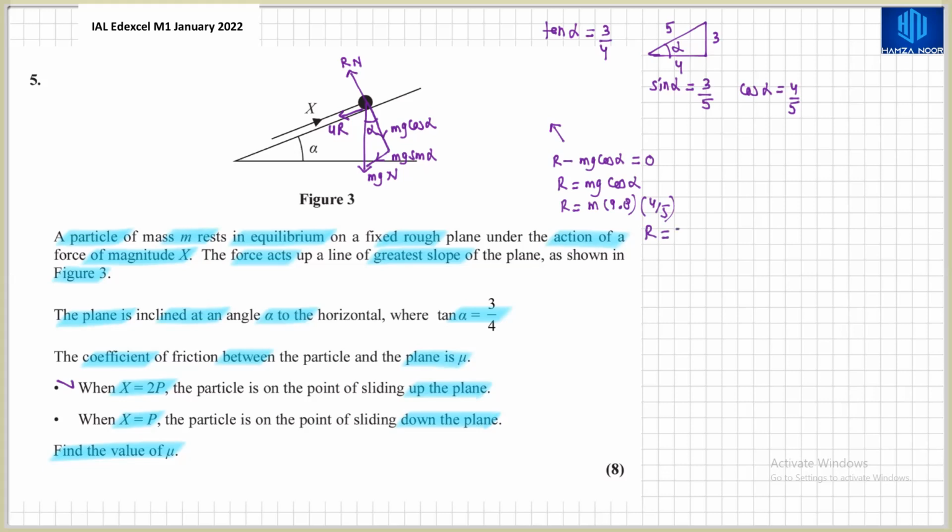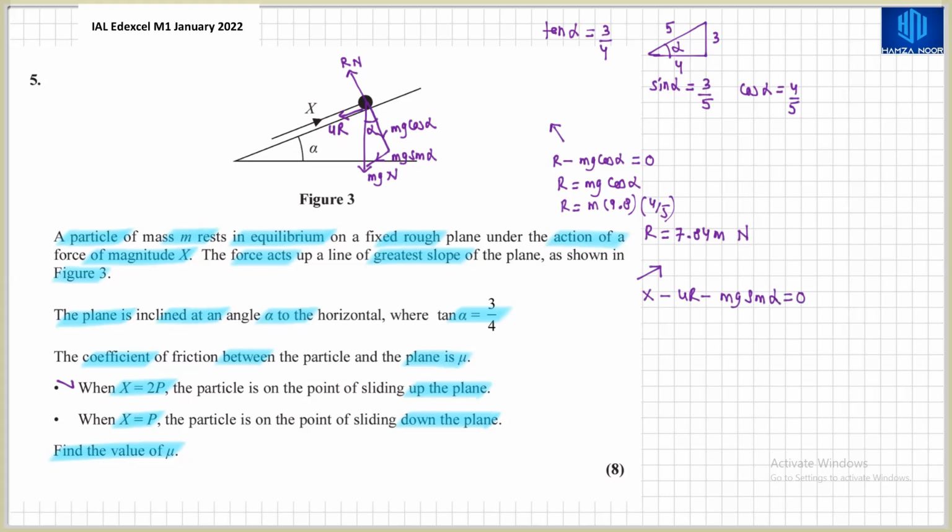R will be 7.84 m. And now what we are going to do, we are going to resolve the forces along the plane. So when we are considering the forces along the plane, we are going to say that x minus mu r minus mg sine alpha will be equal to 0.